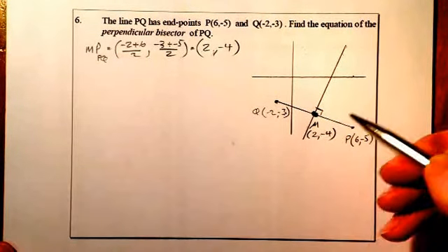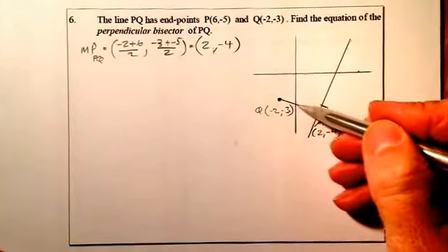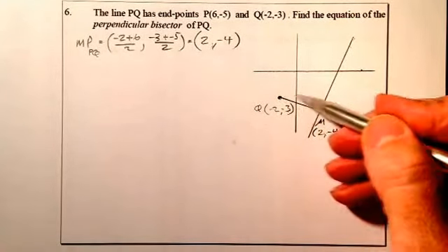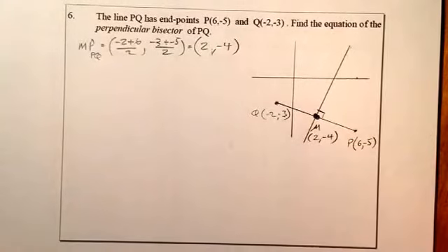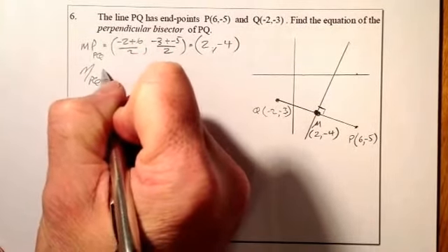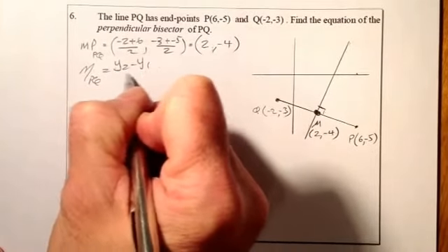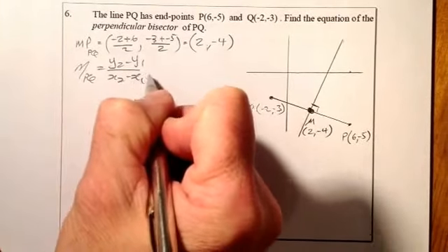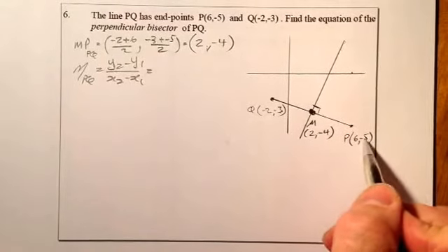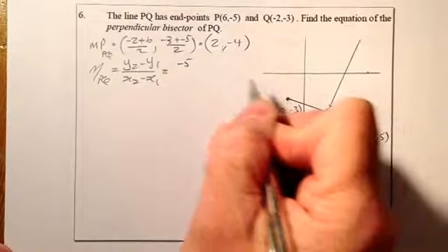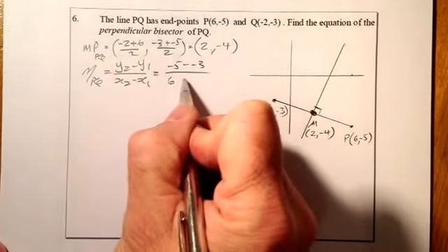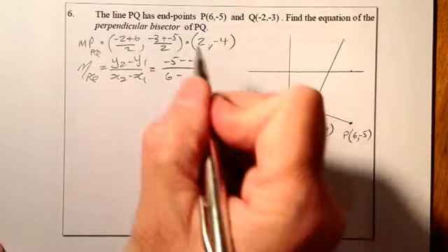Right, so I need the gradient of this line and the point to sub into the equation of a straight line. So I'm going to get the equation of PQ first of all, or the gradient of that. Once I get the gradient of that line, I'll just find the perpendicular gradient from it. So the gradient of PQ, first of all, is going to be equal to y2 minus y1 all over x2 minus x1. So I'm going to take, let's start with that one there. So I'll go for minus 5, and I'm going to take away minus 3. I'm going to then go for 6, which is my x coordinate, and I'm going to take away minus 2.